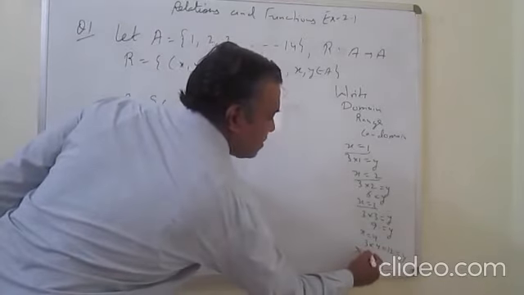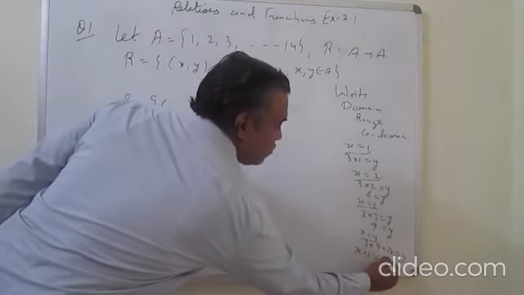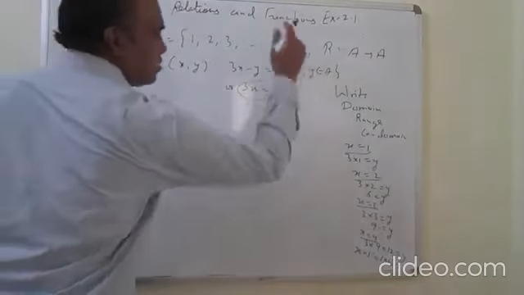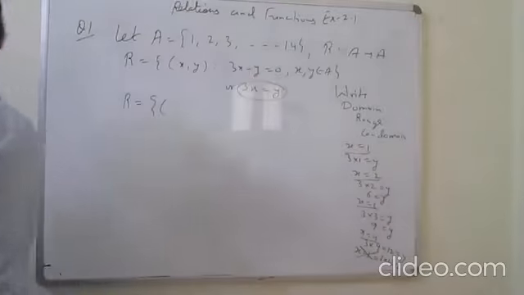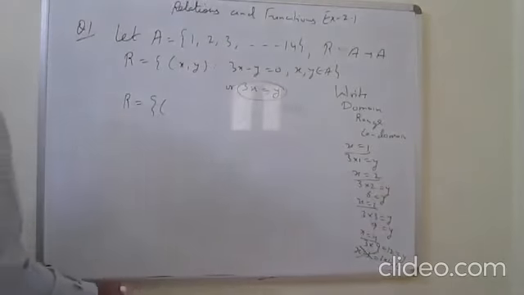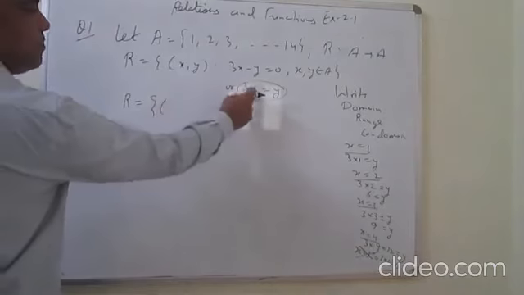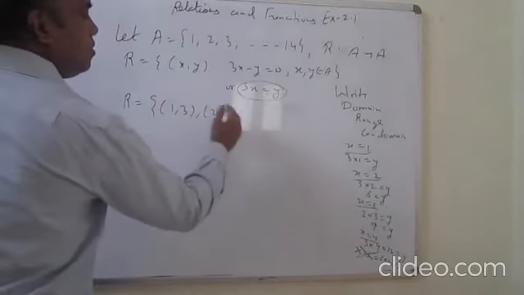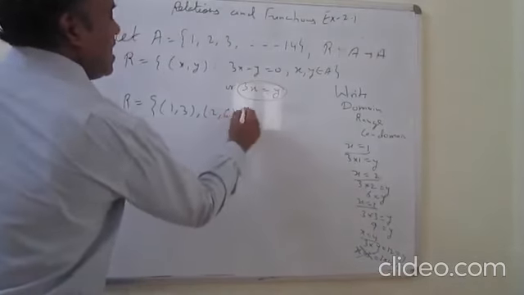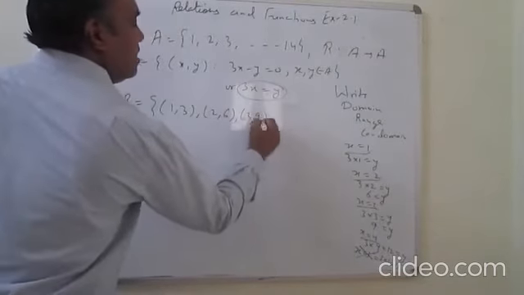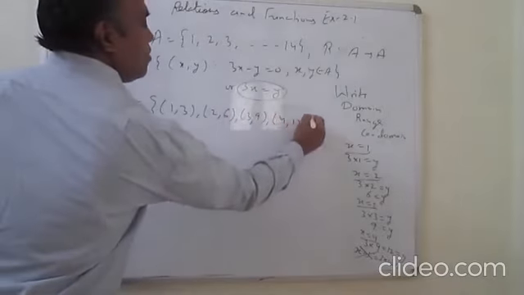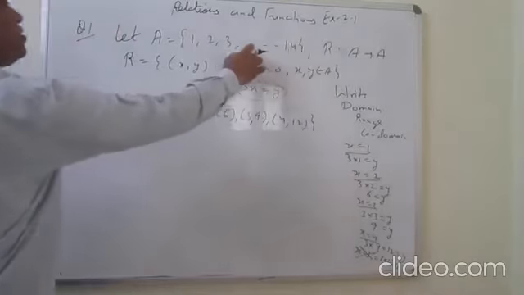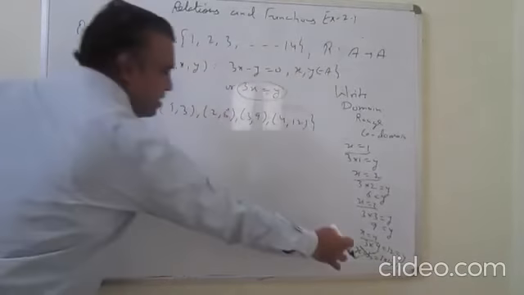If I take x = 5, it is 3 into 5 is equal to 15. But 15 is not there in the set A, so we will not consider this case. Now, if I put x = 1, y = 3; x = 2, y = 6; x = 3, y = 9; x = 4, y = 12. If I put x = 5, it is 15. So 15 is not in the set A, so we do not consider it.